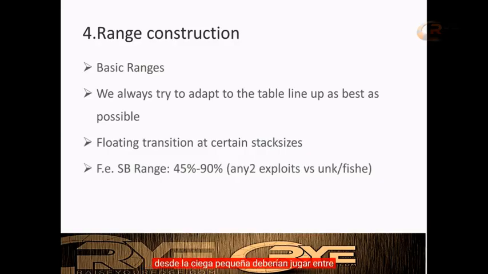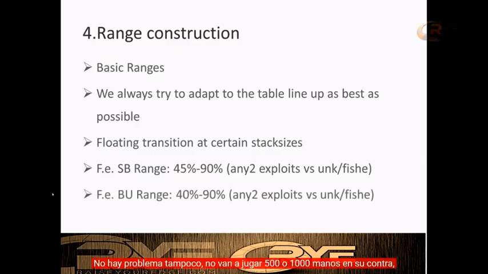So for example, from the small blind, you should play between 45 and 90%. If they're unknowns or fish who are basically playing super tight, you should open raise any two from the small blind. There's no meta game. You're not going to play 100 or 1,000 hands against him. You will not find out that you're exploiting him. I mean, you should not open raise 5 orbits in a row against him, but the thing is that you're going to be first in from the small blind 3 or 4 times in a row.